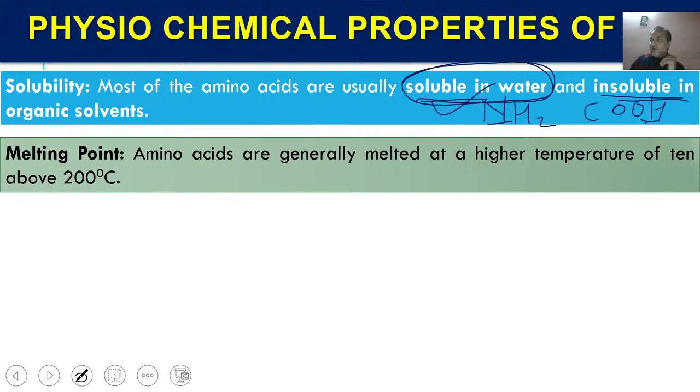In the case of amino acids, almost all the amino acids have a very high melting point. They are not going to melt at 100 degrees centigrade or less than 100 degrees centigrade. The melting temperature will be above 200 degrees centigrade. So the normal melting point, the temperature at which an amino acid becomes liquid, is more than 200.